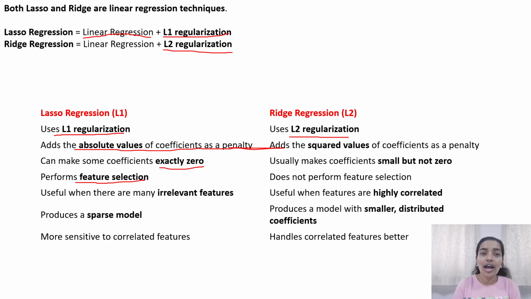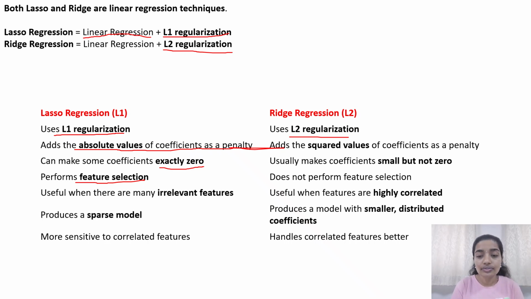Both of them are used in different scenarios. Lasso is useful when there are many irrelevant features. So let us say out of 10, 8 of them are irrelevant. If we omit them, then nothing is going to happen because they are not important for us. So when there are a lot of features that are not important, we can go for lasso regression.